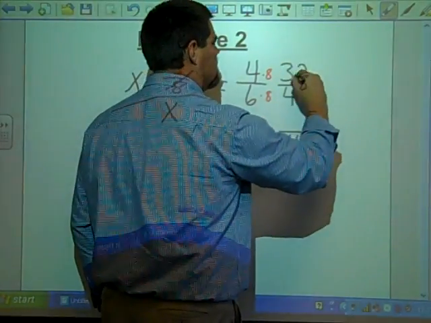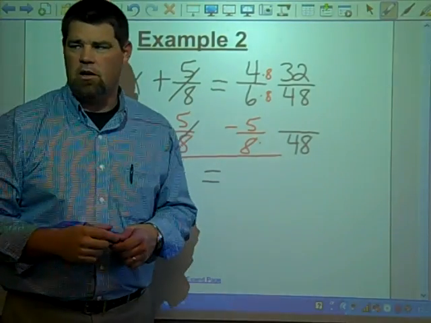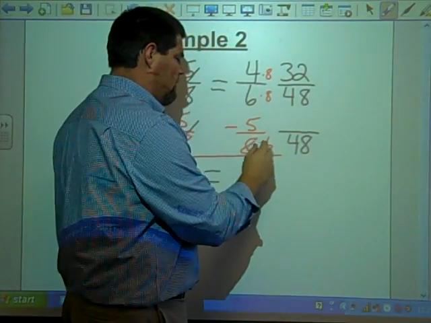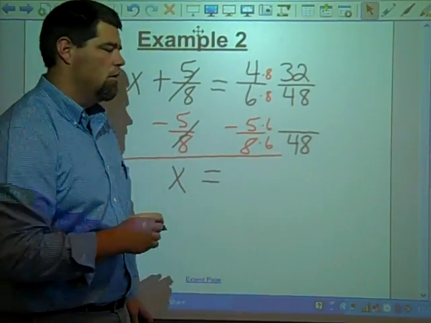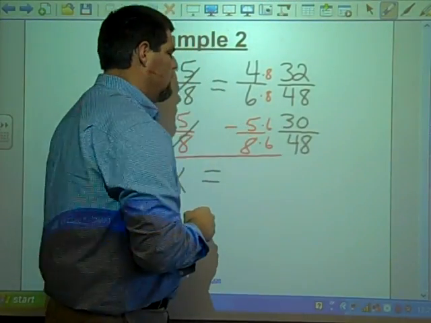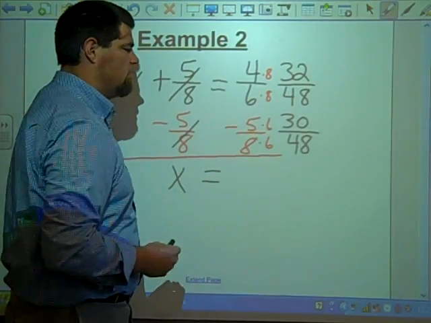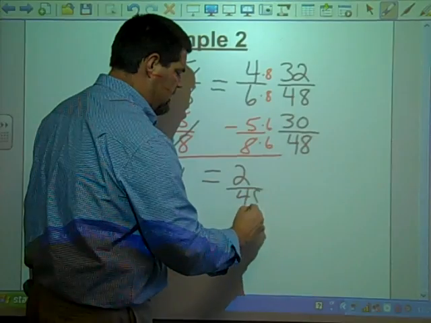32. Now let's do the bottom fraction. 8 times what gives me 48? 6. Here again, if I multiply the bottom number by 6, I've got to multiply the top number. 5 times 6 is? 30. So now I am subtracting my numerators. 32 minus 30 is 2. And my denominator stays the same.